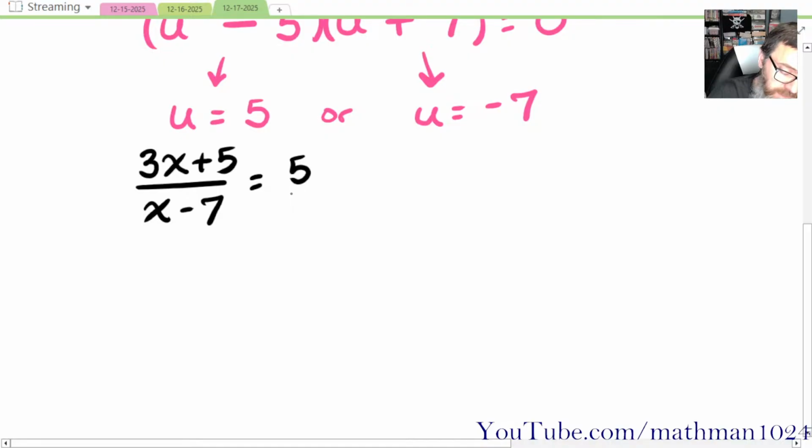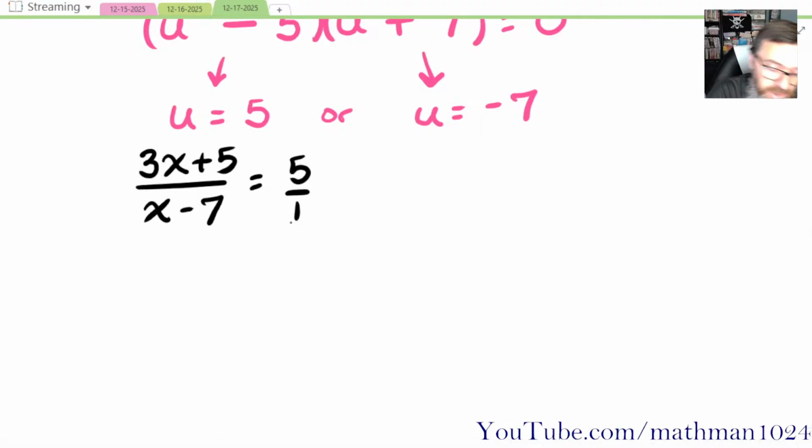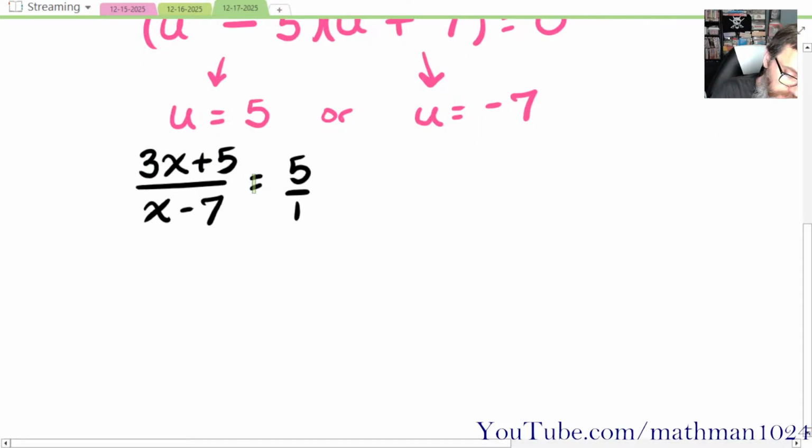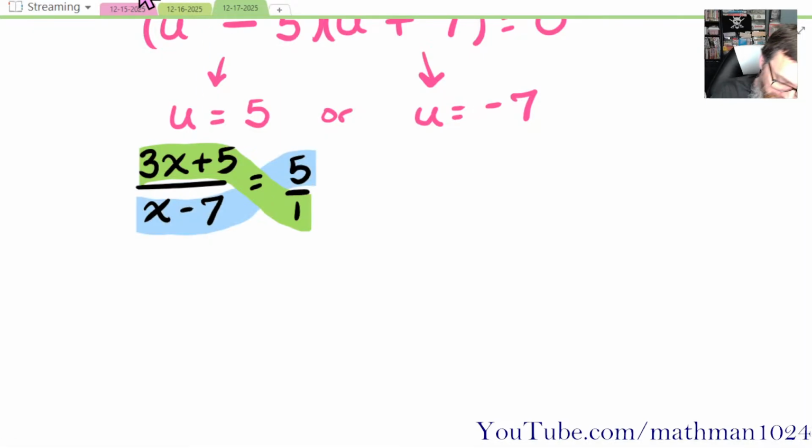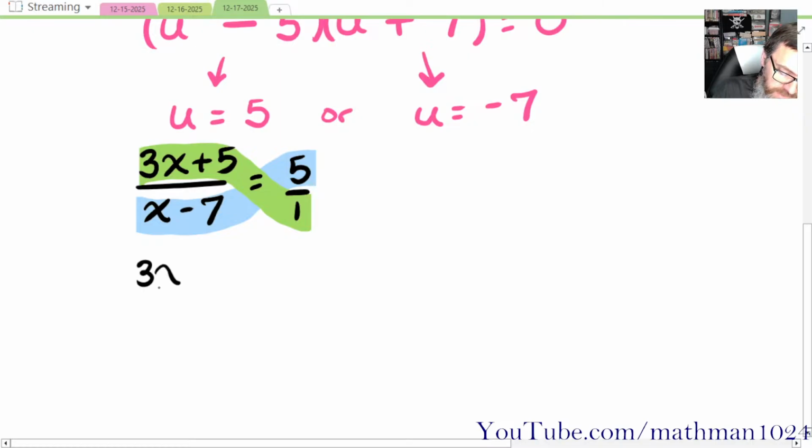Now, I'm going to actually make 5 over 1. And I'm going to turn this into a proportion. And in a proportion, the cross products are equal. So this cross product is going to equal that cross product. So we end up with 3x plus 5.